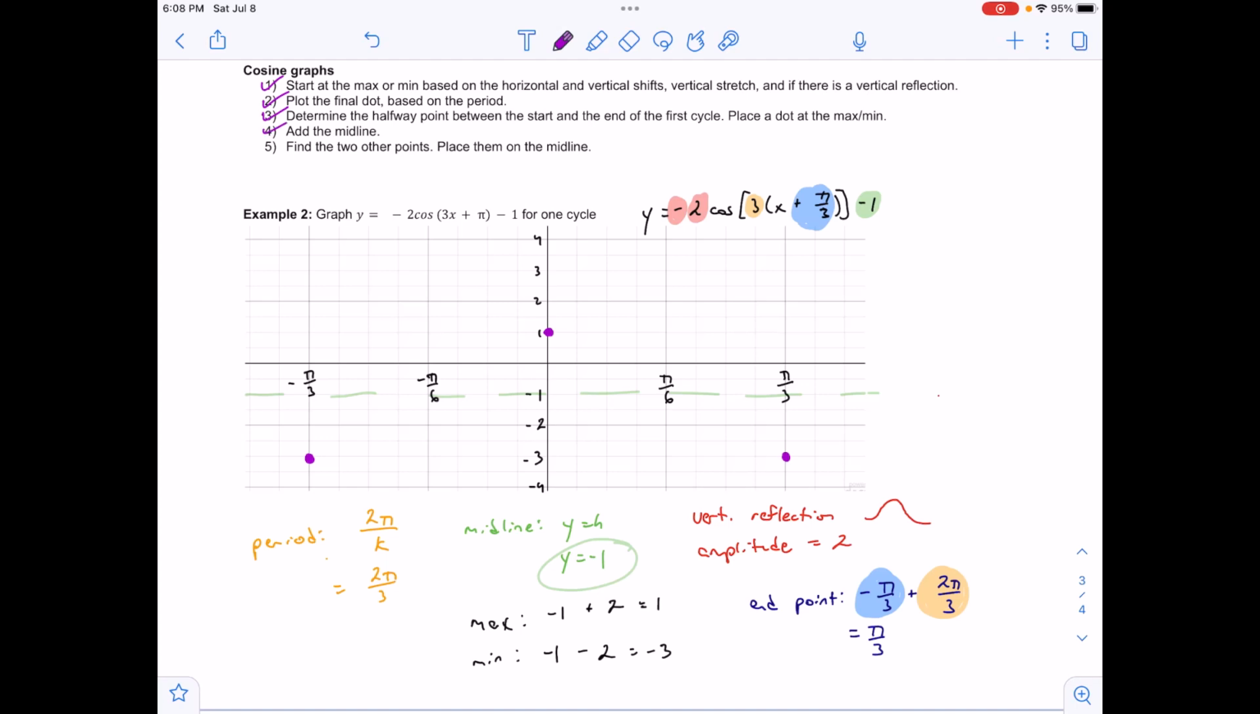Find the other 2 points, place them on the midline. So my other 2 points are going to be halfway between these two, which will be at -π/6, and I put a dot on the midline. And then my fourth point is going to be halfway between this one and this one, which is at π/6. I put a dot on the midline. Check. We've got 5 dots now.